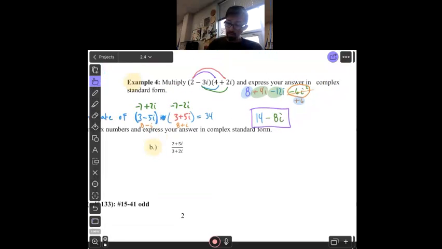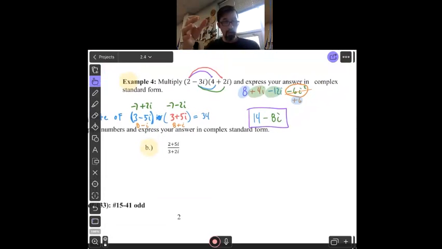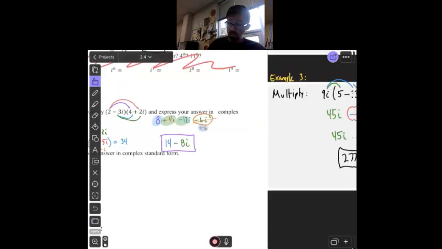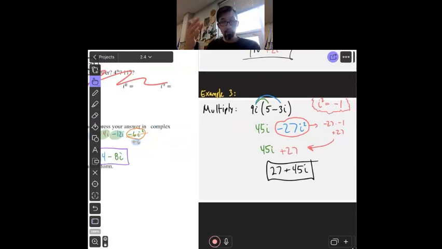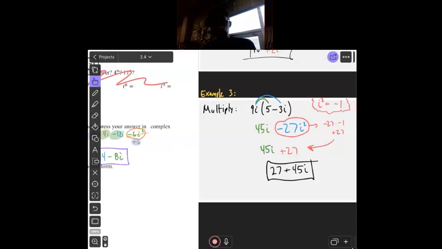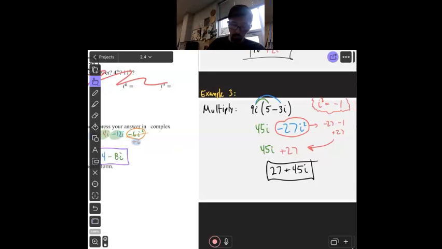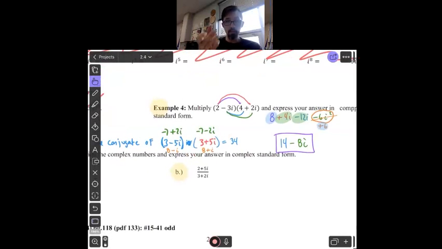Notice here we multiplied two binomials. They both had an i in them. We still had an i in our answer. Multiplied a binomial times a monomial. They both had an i in them. We still had an i in our answer. So just multiplying by i wasn't enough to get rid of the i. There had to be something else going on there. So it's all about that sign switch.